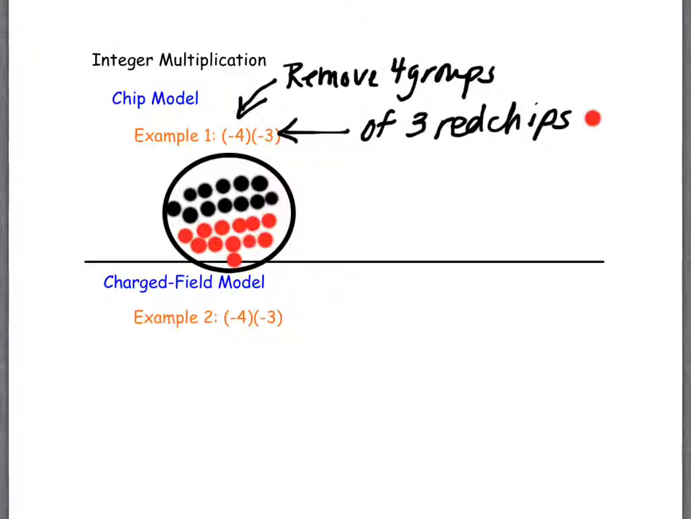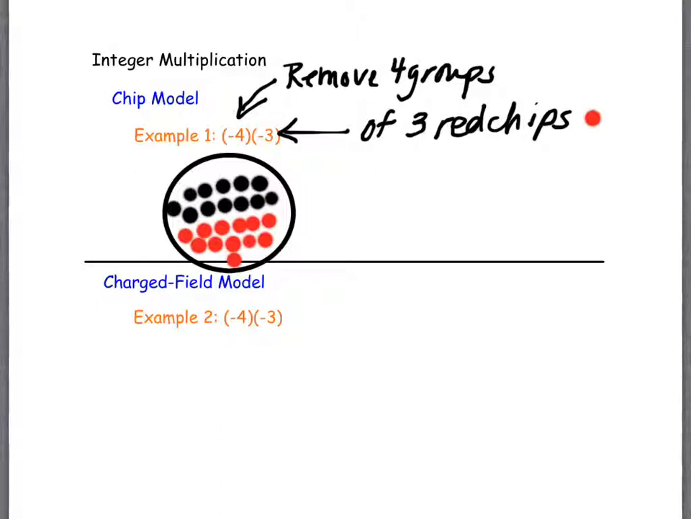This is the number 0. 12 red chips, 12 black chips. We can compare them one at a time. They add to 0. Everybody good with that? This is the number 0. But now I actually have inside of my circle the red chips that I want to remove. I need to remove 4 groups of 3 red chips.